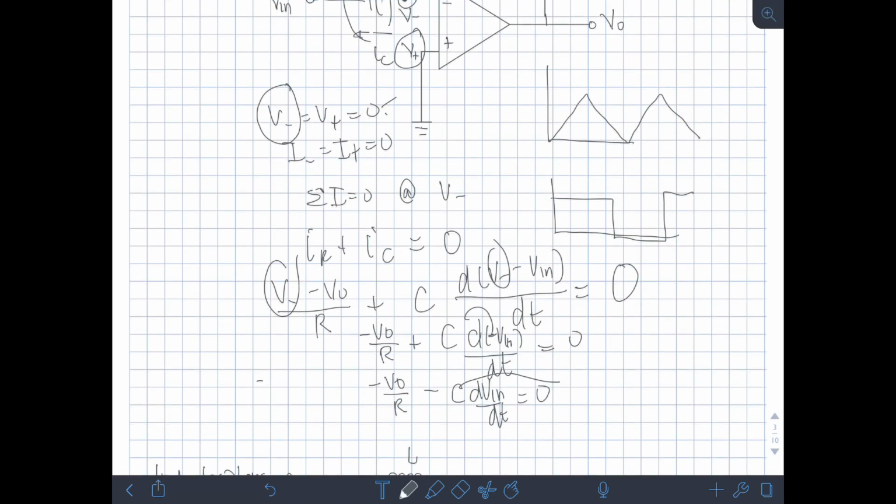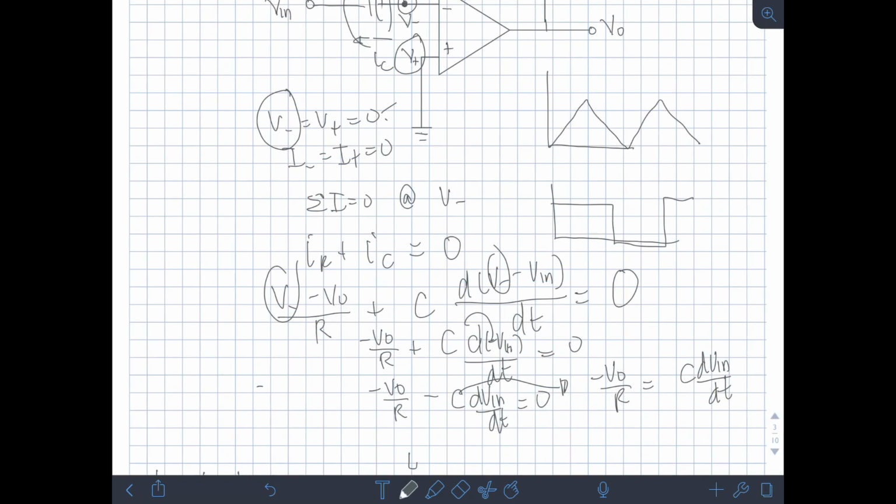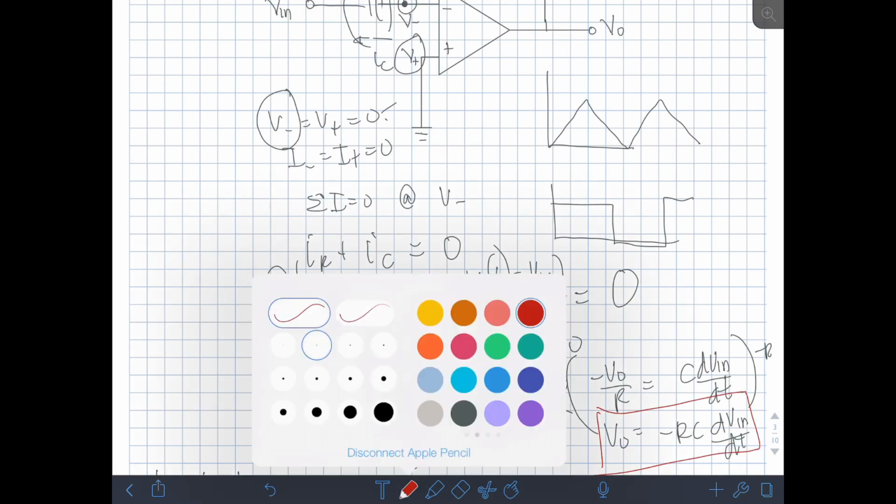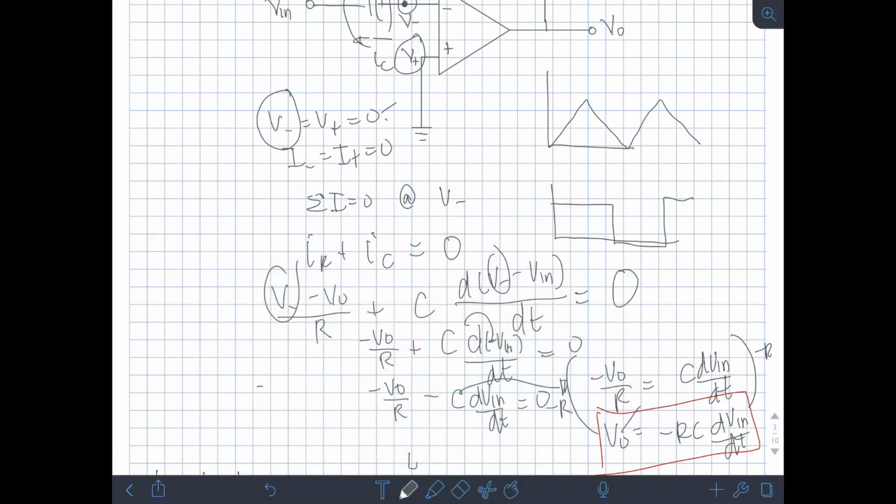Tapos, transpose natin to sa kabila. So, magiging negative VO over R is equal to positive na C dVin over dt. So, we can multiply both sides of the equation by negative R. So, we have VO is equal to negative RC dVin over dt. So, therefore, this is the equation for the output voltage of differentiator. So, mapapansin nyo, tama na yung output voltage natin ay derivative ng input voltage natin na Vin, at yung constant of proportionality ay yung negative RC.